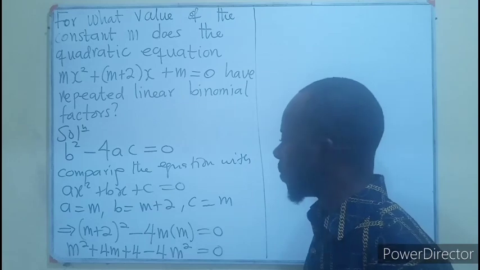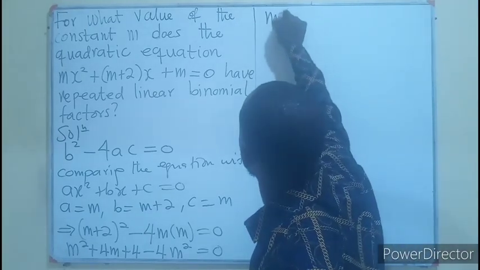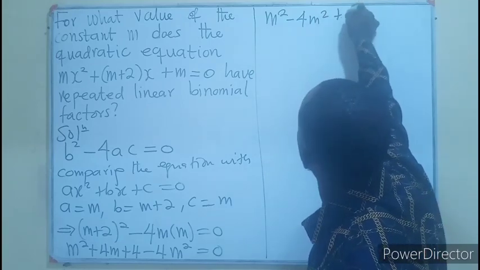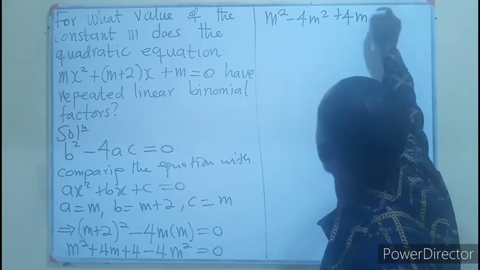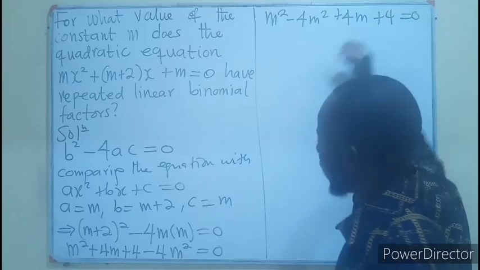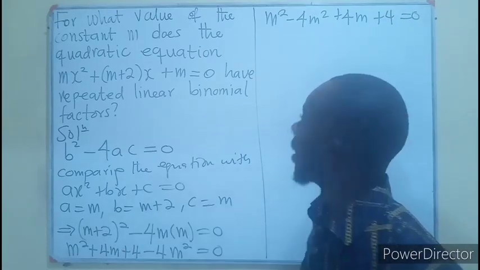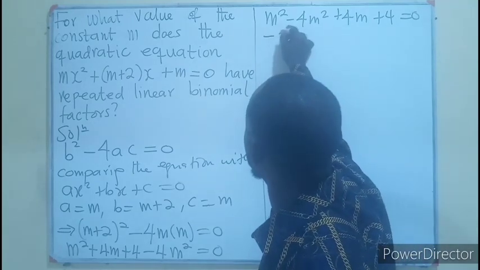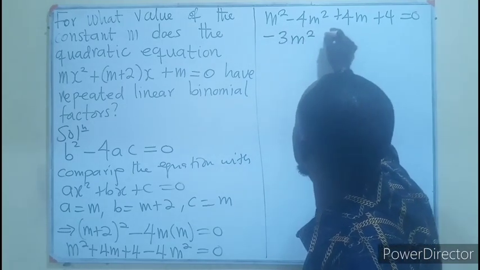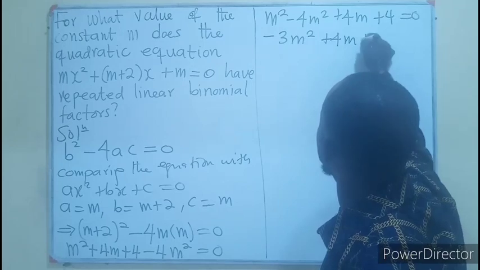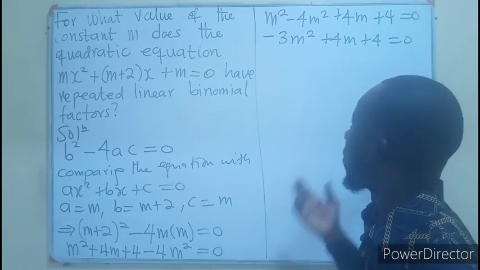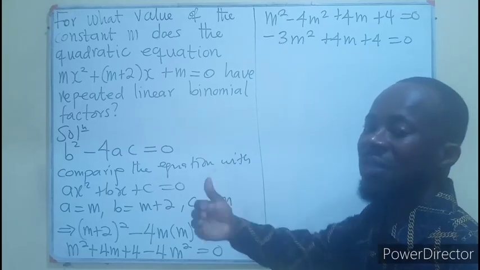So now let's see how we can simplify this, since we have m squared. We group the like terms. That becomes m squared minus 4m squared plus 4m plus 4 equals 0, just putting the m squares together. So this is 1 minus 4, which gives us minus 3m squared plus 4m plus 4 equals 0.